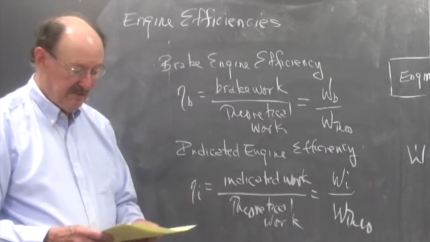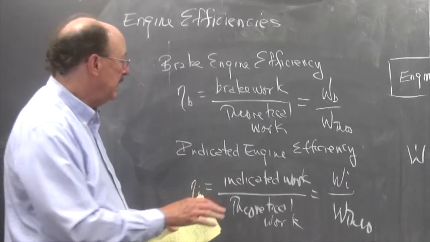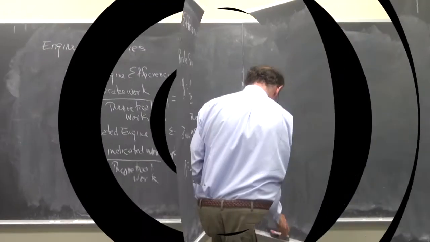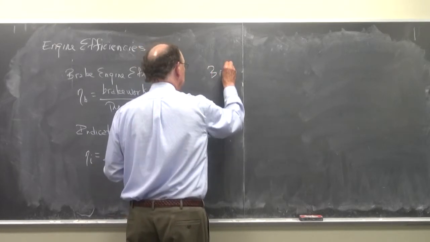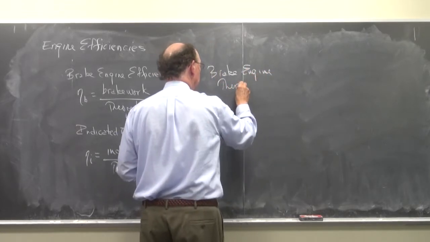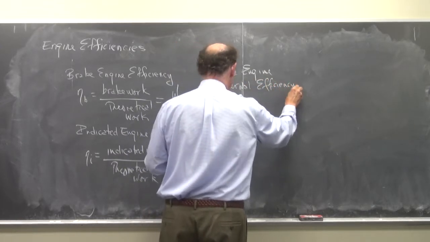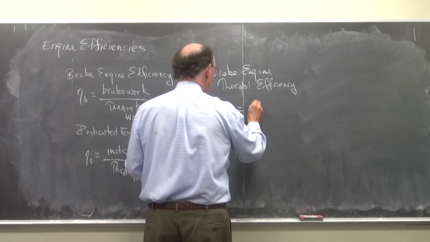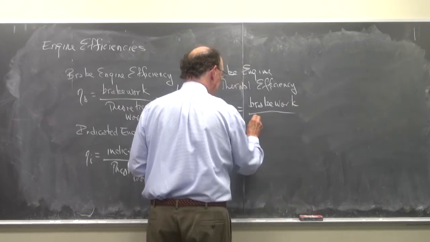And then, continuing on with efficiencies, we have the brake engine thermal efficiency, and we use these somewhat. The brake engine thermal efficiency, I think we use more often. So eta sub TB is equal to the brake work over energy in.